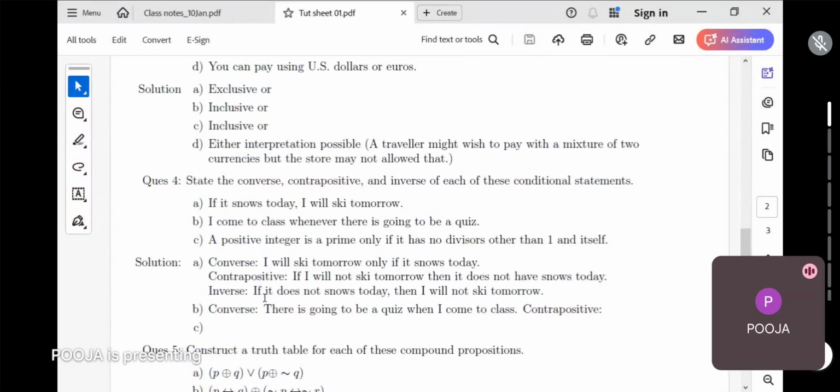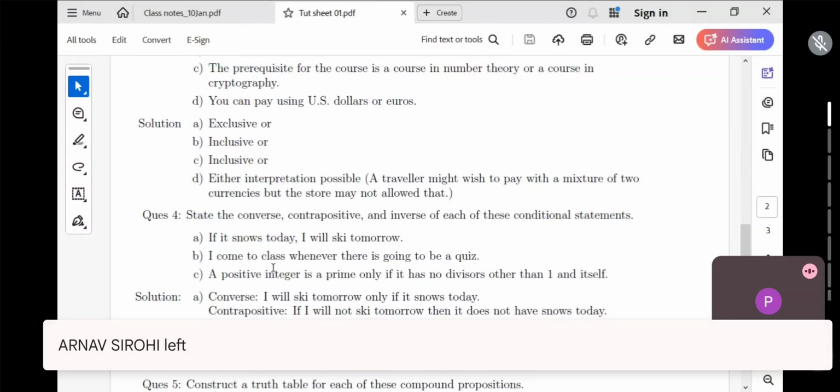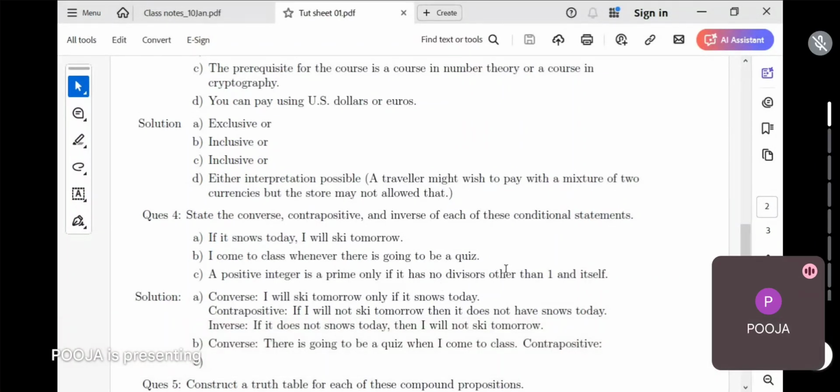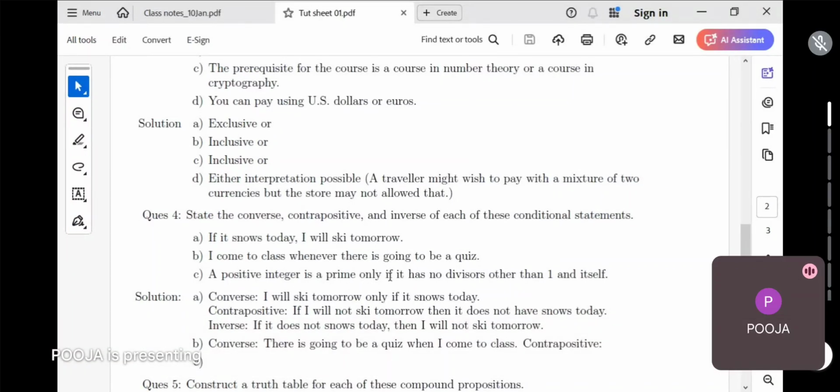ठीक है, ये मैंने question b और c part leave कर दिया है, ये आपके होमवर्क के लिए है. आप try करो इसका converse, contrapositive and inverse. I come to class whenever there is going to be a quiz. Then, a positive integer is prime only if it has no divisors other than 1 and itself, is same as if p then q. If a positive integer is prime, then it has no divisors other than 1 and itself. इसको मैं ऐसे लिखूं या फिर only if करके लिखूं, एक ही बात है. p implies q is same as p only if q, right.